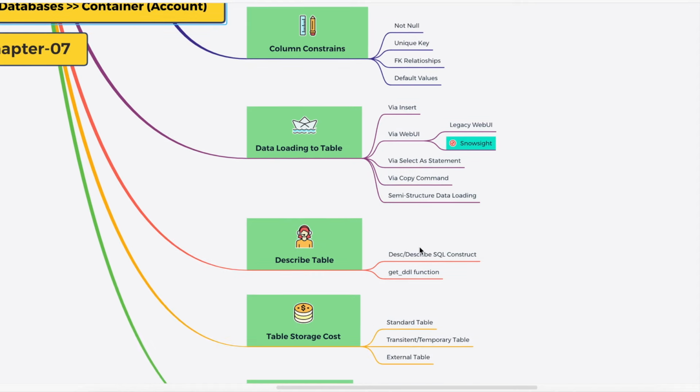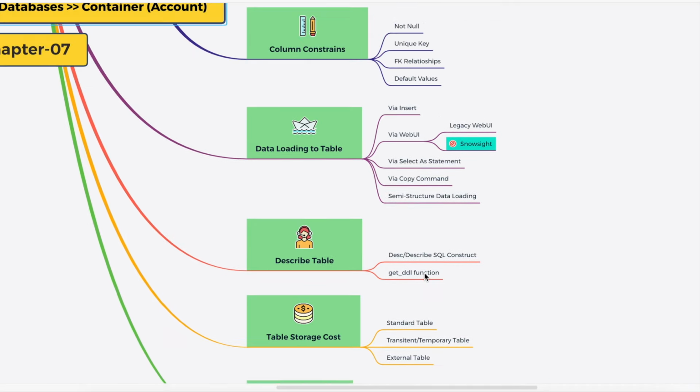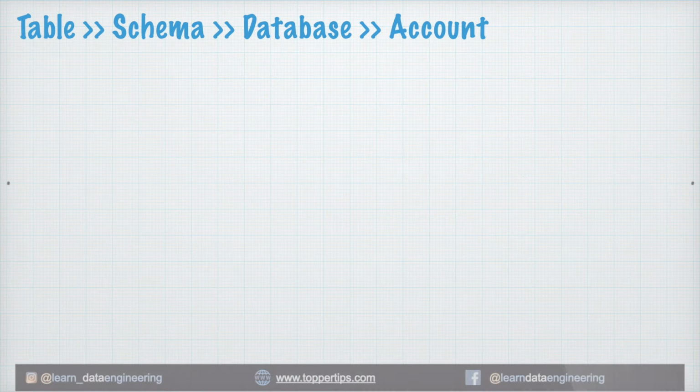We will describe the table through the describe function and the get DDL function. We will also see the table storage cost, and we will also try to play with the external table. This is how the overall tree map looks. If you want to access this tree map, you can refer to the link below. So let's understand the overall container hierarchy.